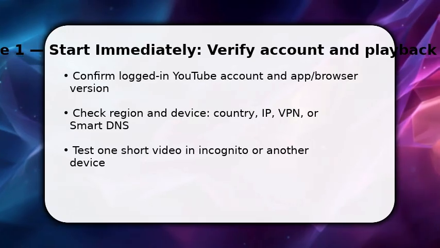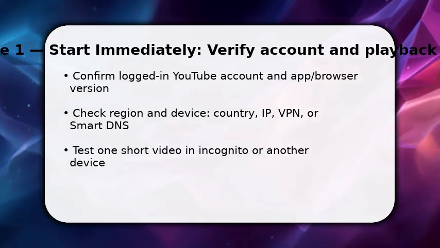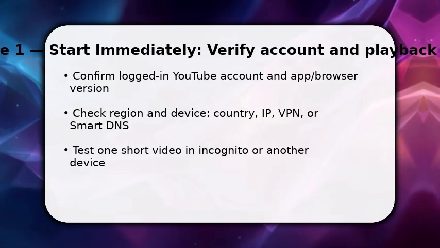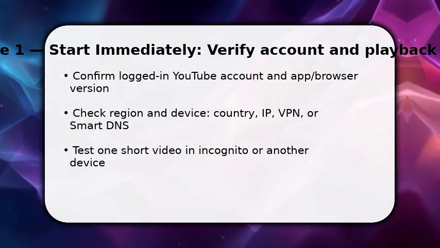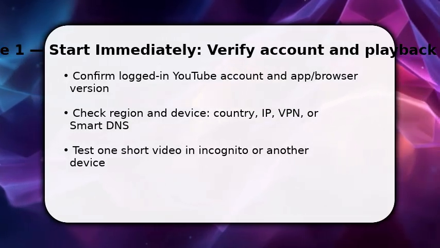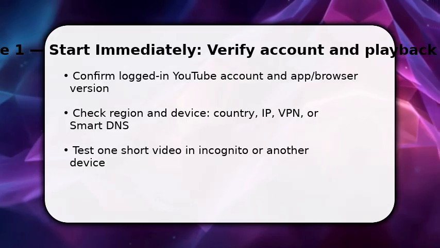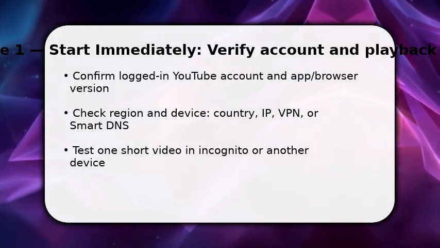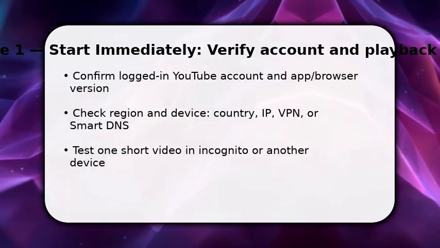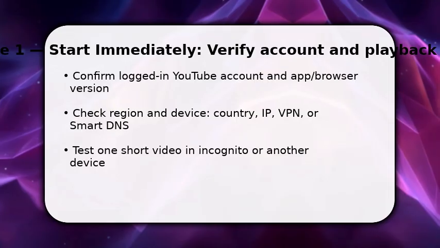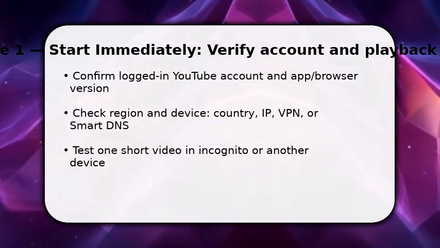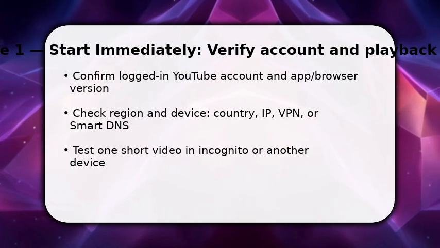Log into the exact YouTube account that saw the prompt and make sure the app or browser is updated. Once done, check your region settings and whether a VPN or smart DNS is active, because location mismatches often trigger premium blocks. Next, reproduce the issue in incognito or on a second device to isolate account versus device errors. This immediate split test tells you whether the problem is tied to your account, your device, or the network, so you know the correct next move.